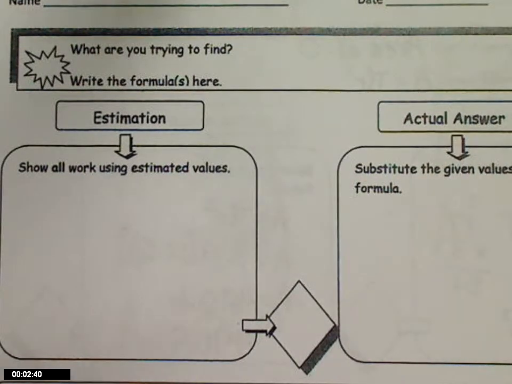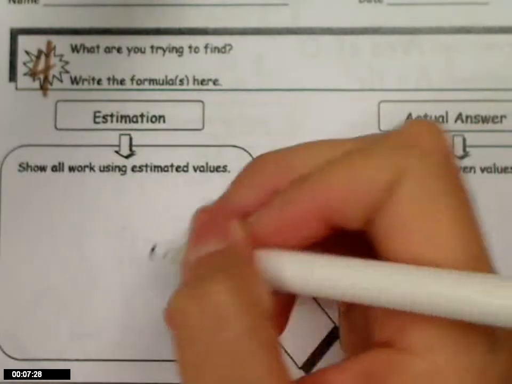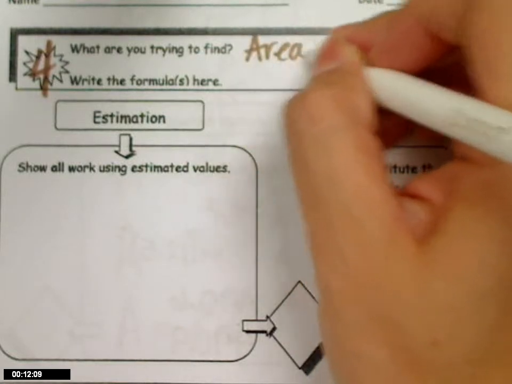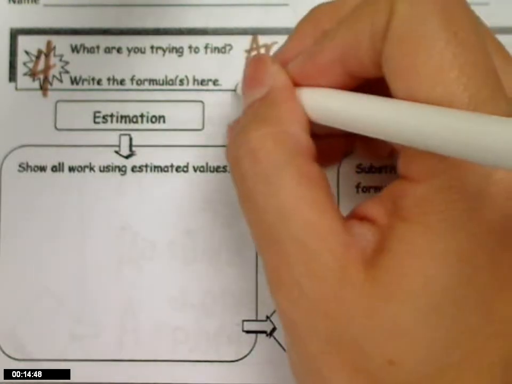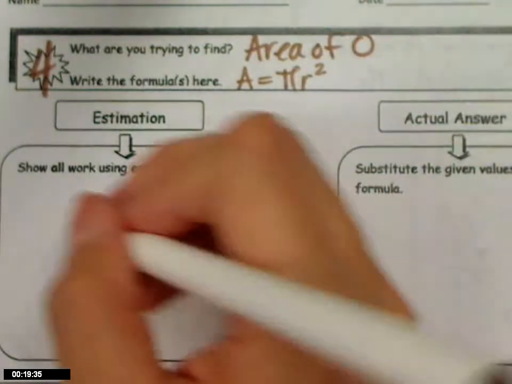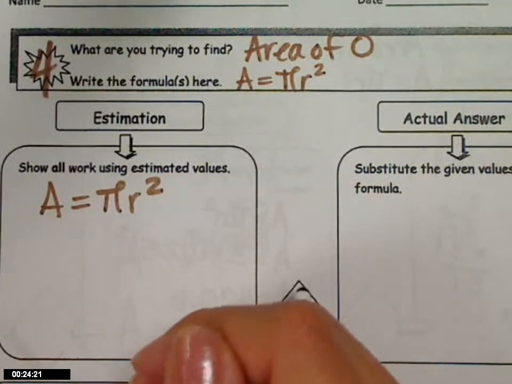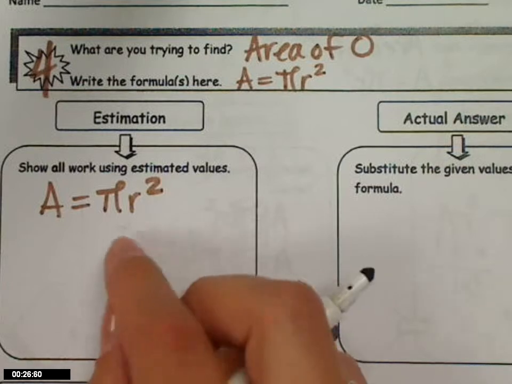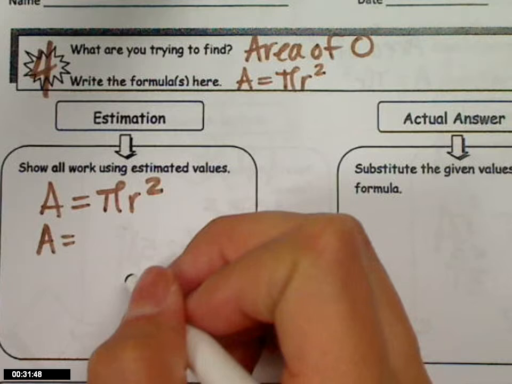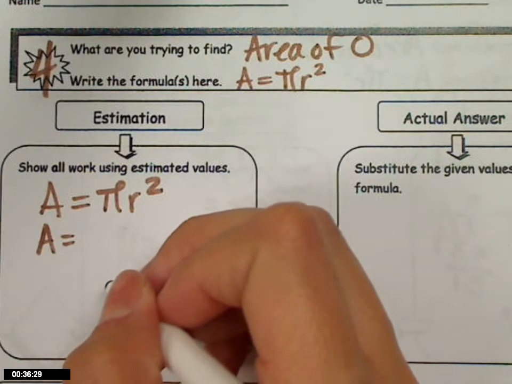Okay, so number 4 on page 31 says that the radius is 2 6/10 centimeters. It still is finding area of a circle, and my formula is the same, A equals pi r squared. I write my formula A equals pi r squared, and when I estimate, what can I use for pi?